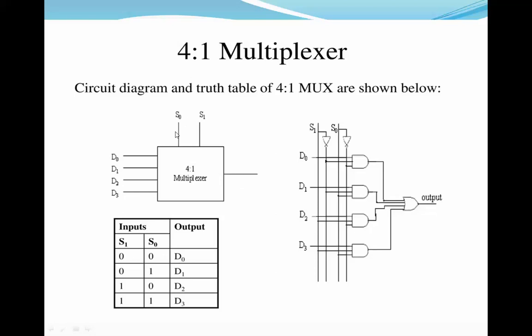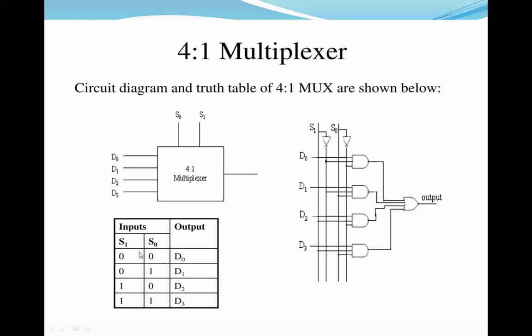The number of selection lines in this case is 2 raised to the power 2, that means n here is equal to 2. The number of selection lines here is 2, so we have taken selection lines as S1 and S0. How many combinations will 2 give? It will give 4 combinations, and that is what we need in order to make this multiplexer. So based on these selection lines S1, S0 we decide the output of the multiplexer.